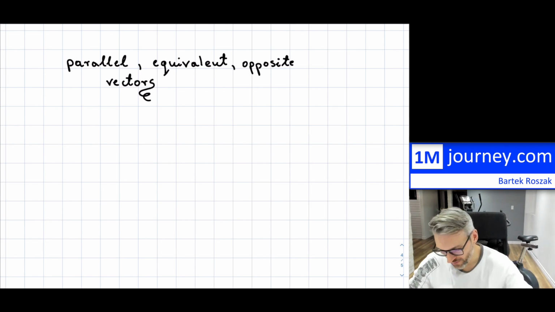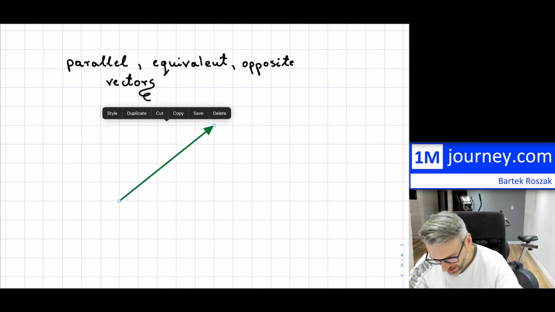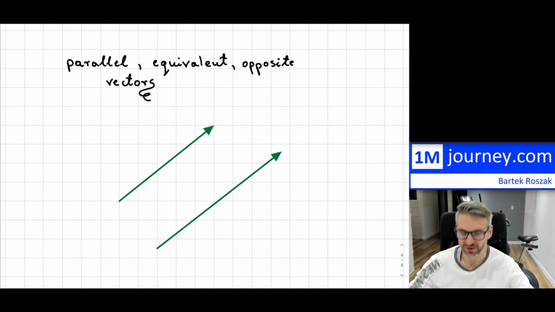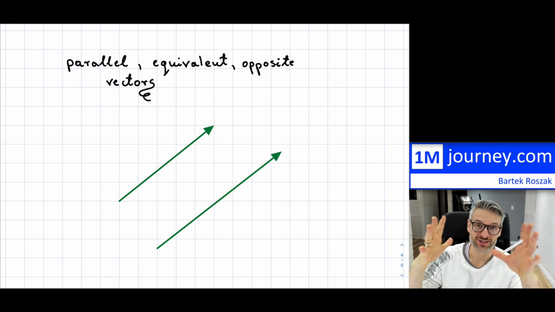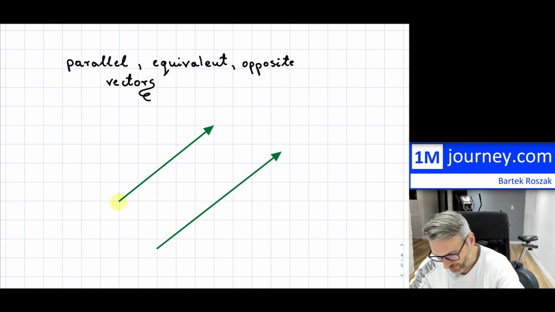So parallel vectors will be vectors. If you would draw them, it doesn't matter how they are. If you have these duplicated back in here, these two vectors would be parallel. They're going in kind of the same directions. The direction doesn't matter as much. What matters is that they would never intersect.